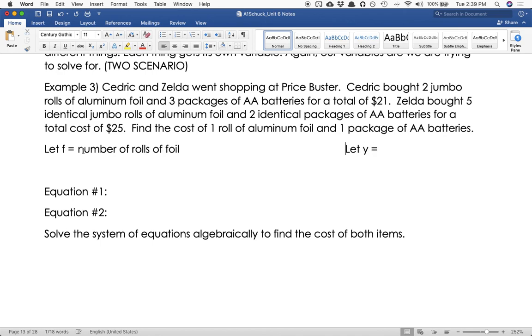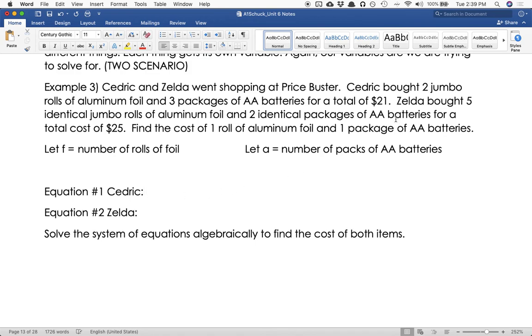Let f equal the number of rolls of foil. And instead of y, I'm going to have this one be a, and let a be the number of packs of AA batteries. Okay. Your first scenario, your equation 1, is the Cedric scenario, and your second equation will be your second scenario, the Zelda scenario.